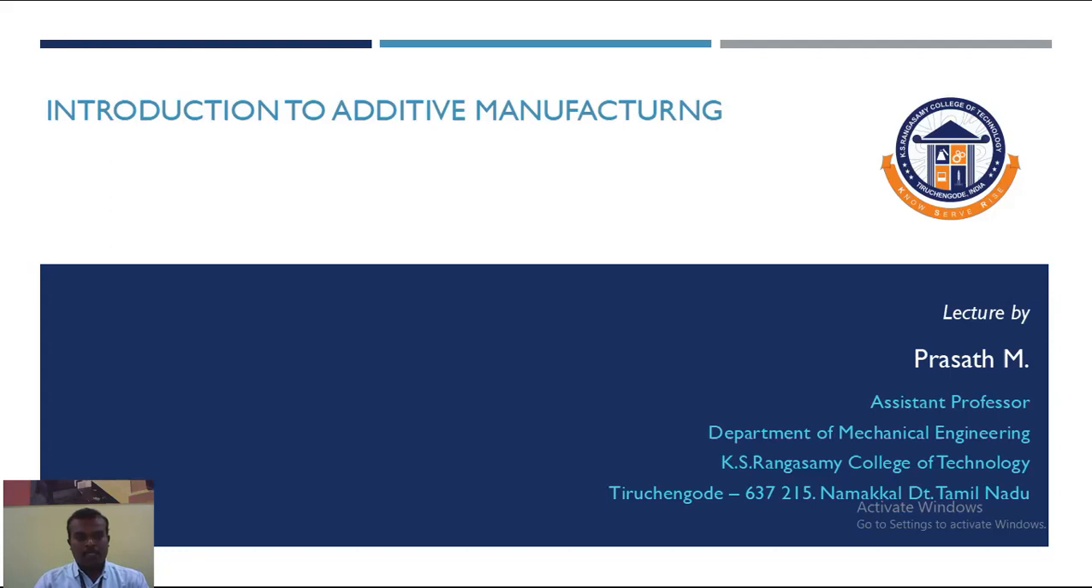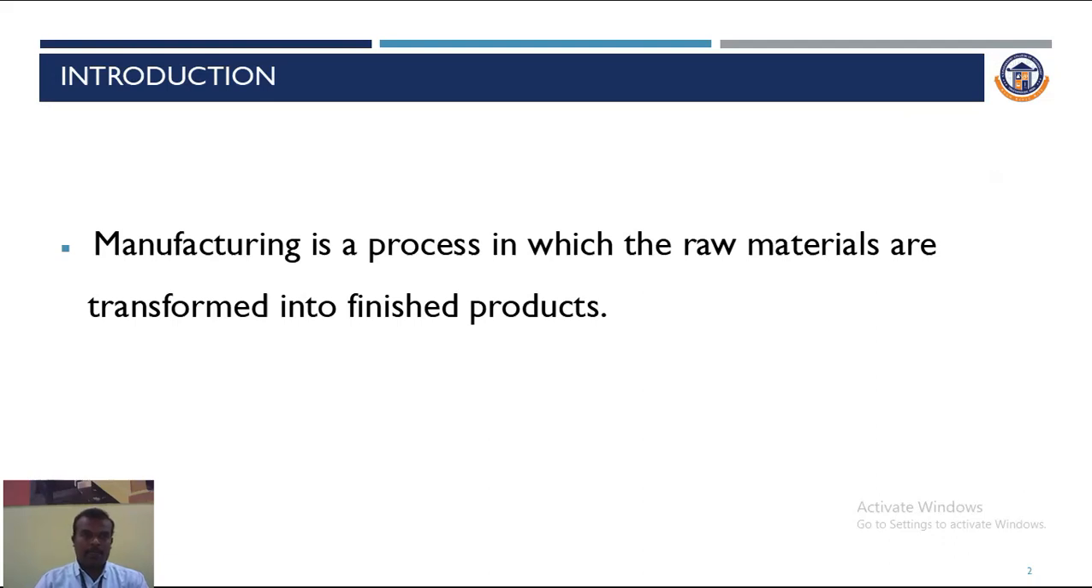Today we see about the topic on Introduction to Additive Manufacturing. The first thing, what is meant by manufacturing? Manufacturing is a process in which the raw materials are transformed into finished products. Whether the raw material is in solid, liquid, or powder form, it can be machined or put through special equipment operations, and we can get a final output product.